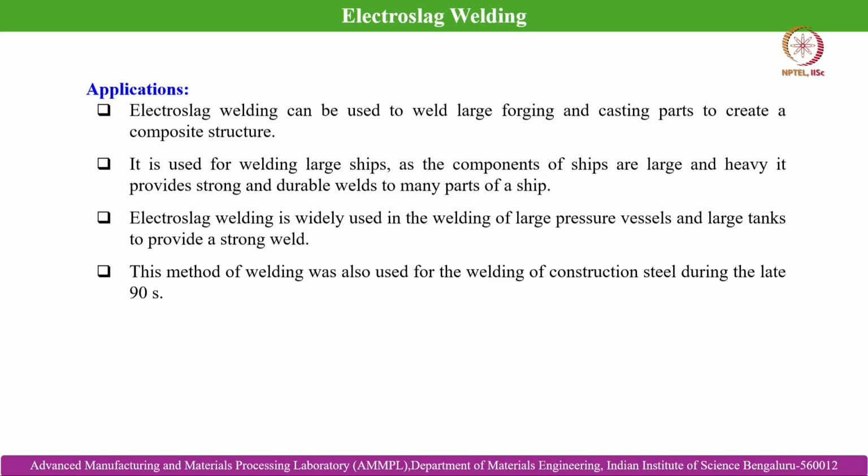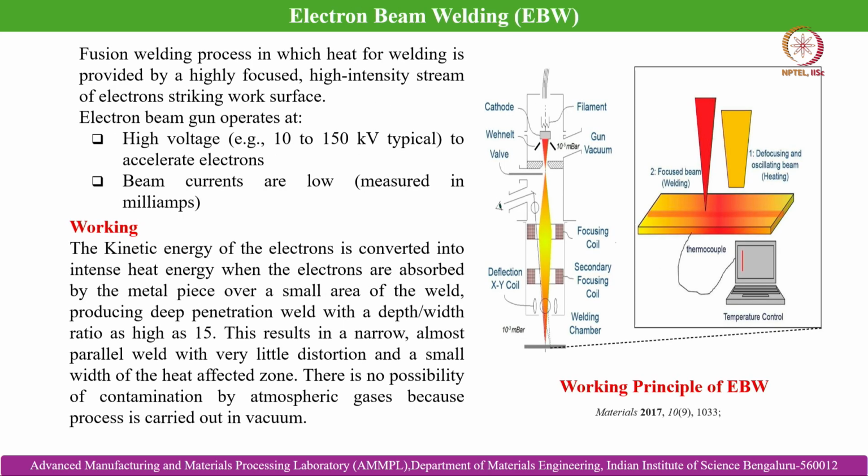Although nowadays there are improved techniques such as friction stir welding, which is now being used for long vertical welds for thicker structures. However, electroslag welding is the one which was used since long, and it is still having relevance for many of the applications. So, then moving on, we will discuss now the electron beam welding.